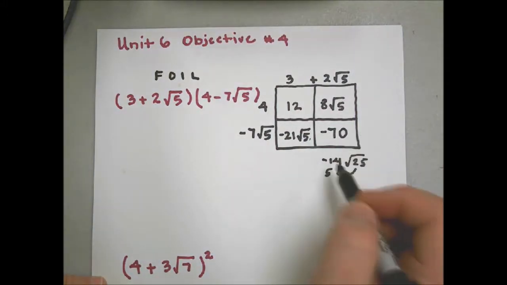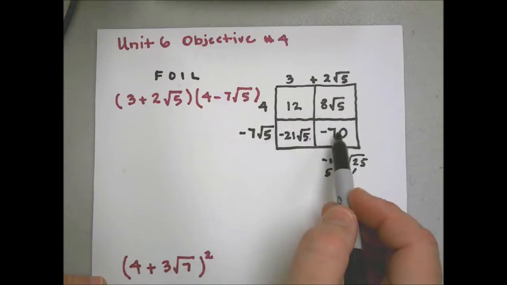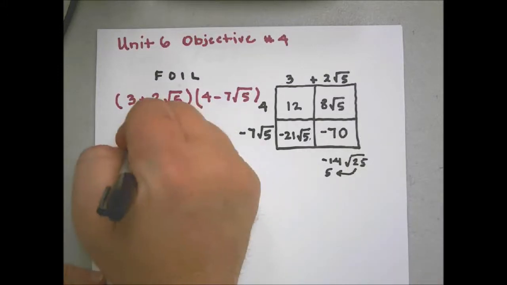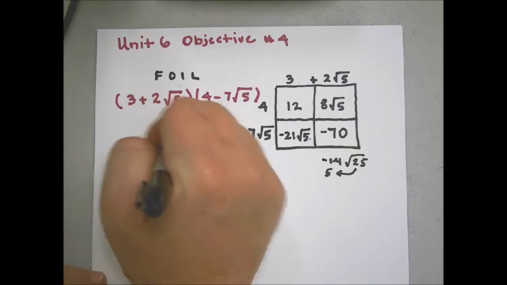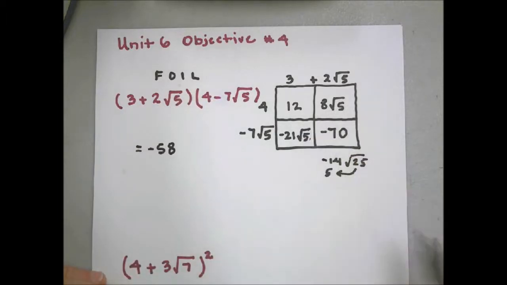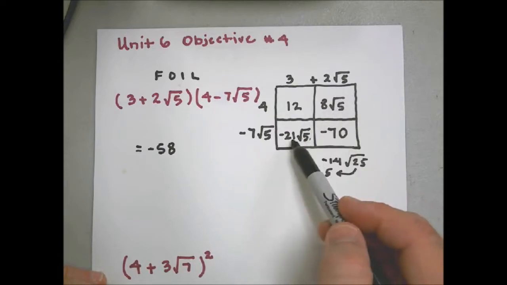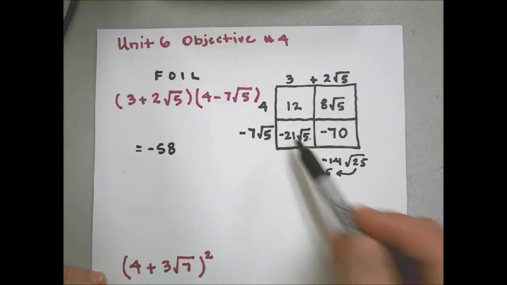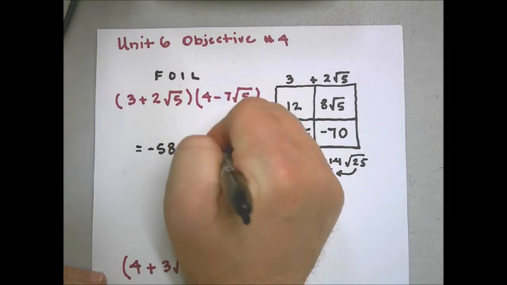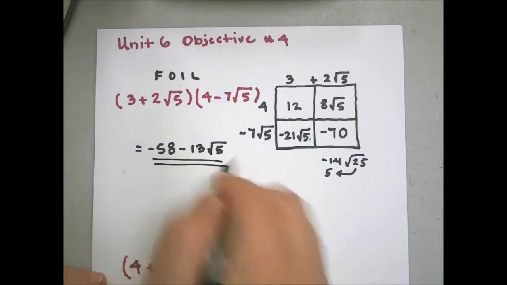Now it's time to combine like terms. We're going to put the rational part of the answer first. 12 minus 70 is negative 58. And then we're going to combine our like terms right here. Our square root 5s. 8 square root 5 plus negative 21 square root 5 is negative 13 square root 5. And that would be your answer.